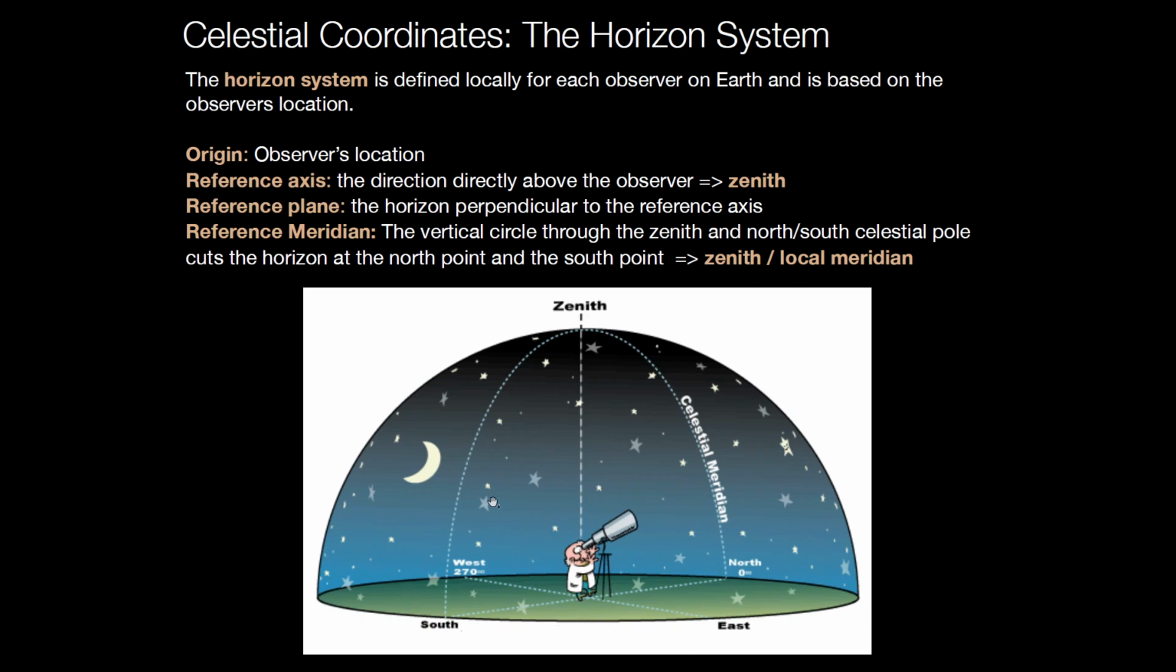And then the other bit of terminology is what's called the celestial meridian, which is a curve that goes from the northernmost point on the horizon through the zenith to the southernmost part of the horizon. So if you imagine that imaginary circle around there, that would be called the local meridian or reference meridian. Okay.